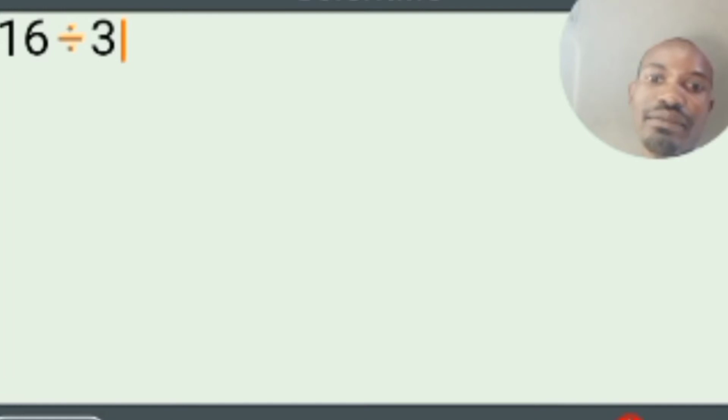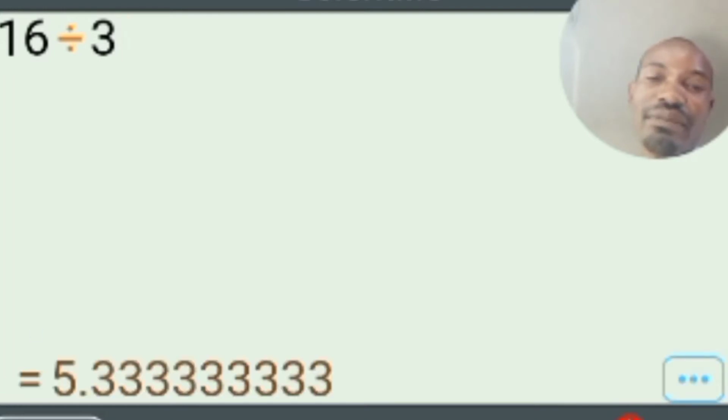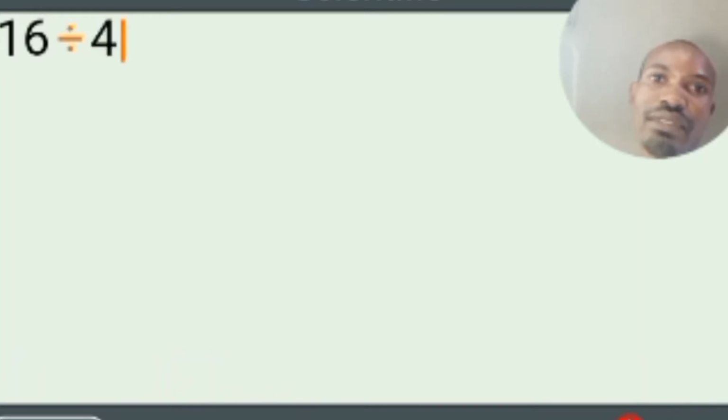16 divided by 3, the answer is 5.33333. You can see the decimal part, our remainder. So therefore, 3 is not a factor of 16 because it does not divide exactly into 16. What about 4? 16 divided by 4, the answer is 4. So 4 goes into 16 4 times without the remainder.